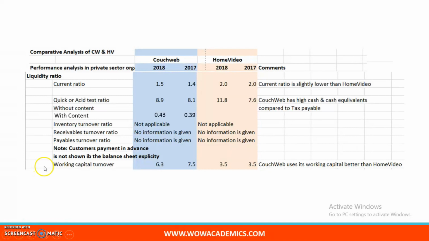But we move on to working capital turnover ratio. This ratio tells us how effectively the company is using its working capital in relation to the revenue it generates. So it's a very good ratio to find out the efficiency of the company. Couchweb is efficiently using its working capital around 6 to 7 times. But when compared to its competitor, it's much better. Couchweb uses its working capital better than Home Video.